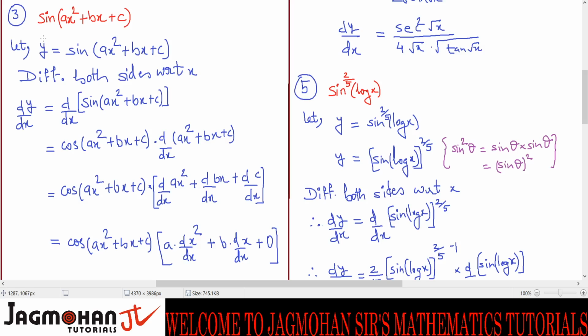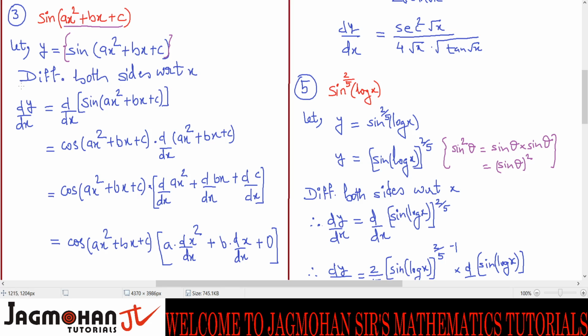See the third question, students. The given function is sine of ax square plus bx plus c. We need to understand the angle of sine here is ax square plus bx plus c. I take the whole thing as y. So y equals sine of ax square plus bx plus c, and then I will differentiate as usual, as we did in the earlier two questions, differentiating both sides with respect to x.